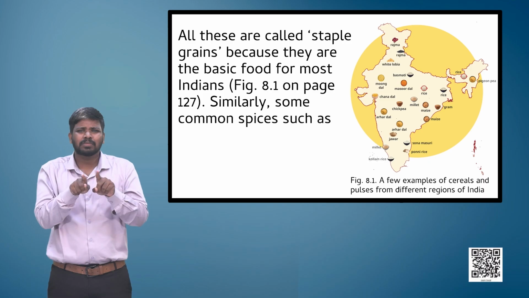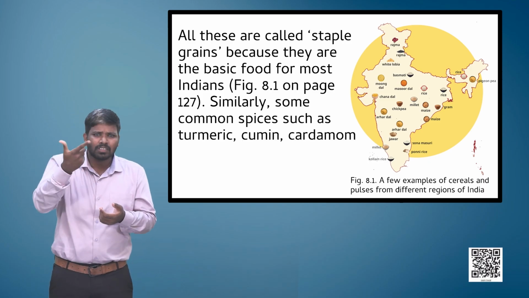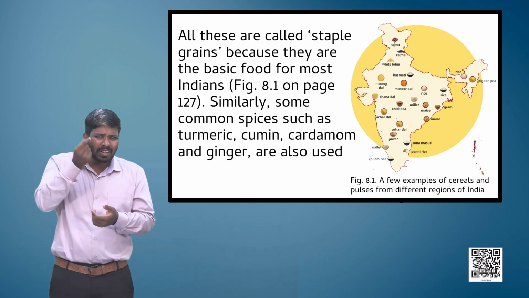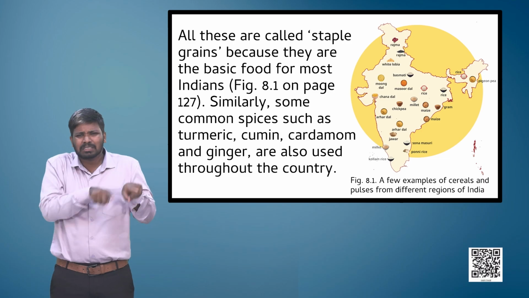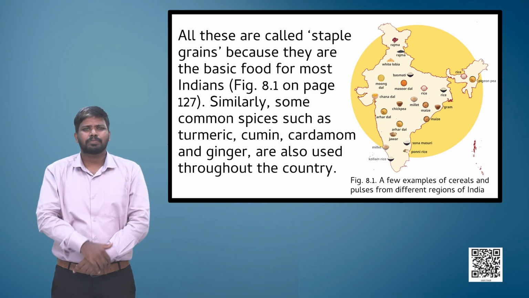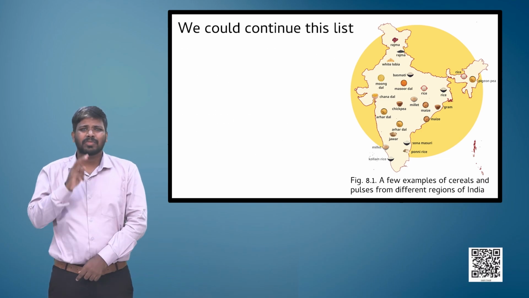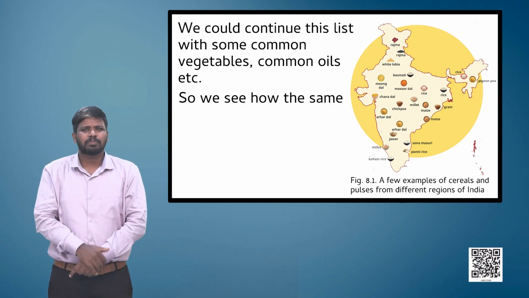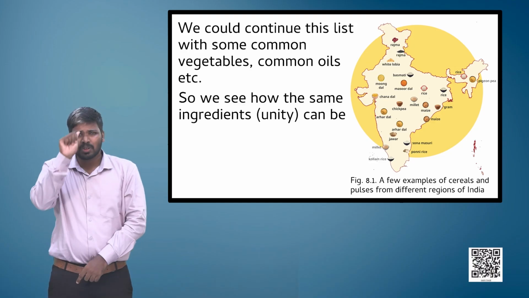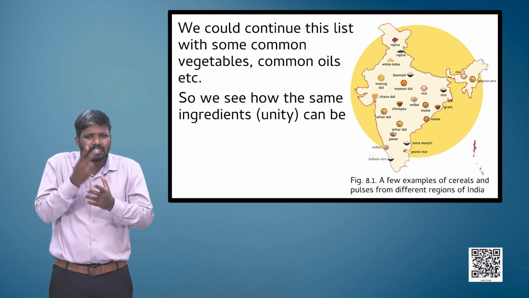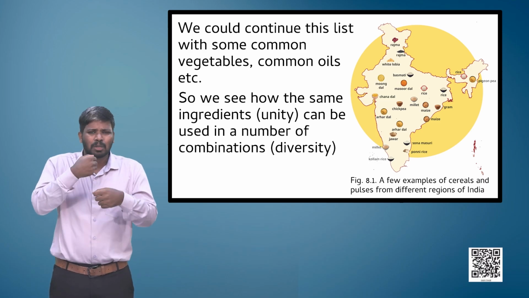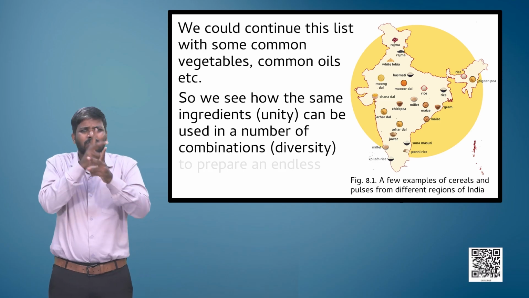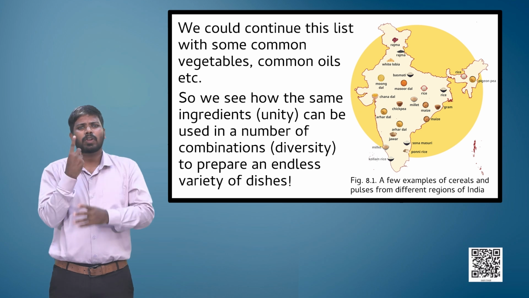Similarly, some common spices such as turmeric, cumin, cardamom and ginger are also used throughout the country. We could continue this list with some common vegetables, common oils, etc. So we see how the same ingredients, that is, unity, can be used in a number of combinations, that is, diversity, to prepare an endless variety of dishes.